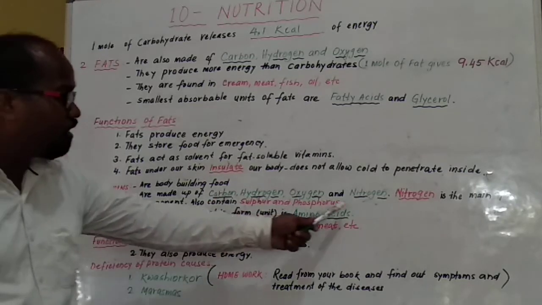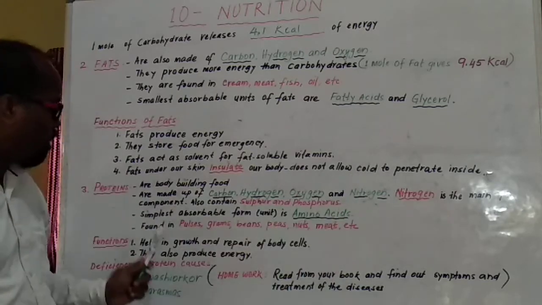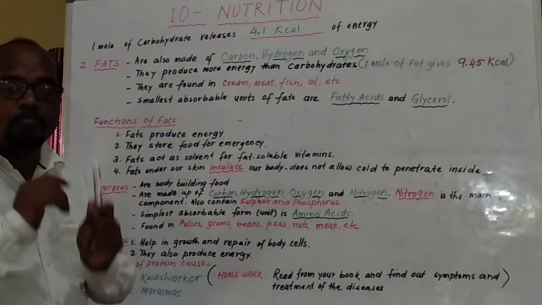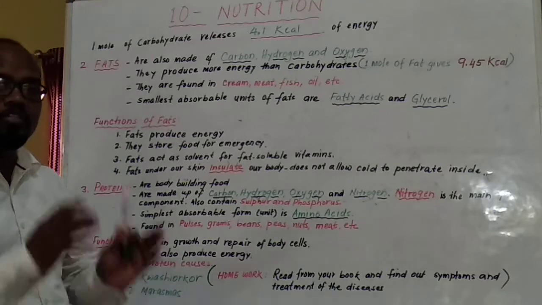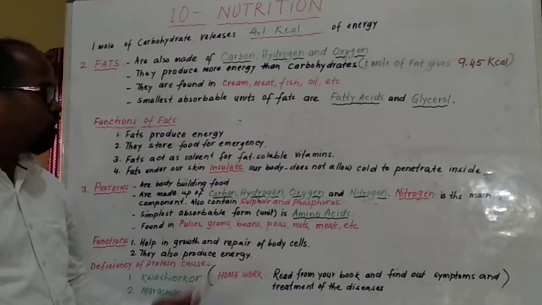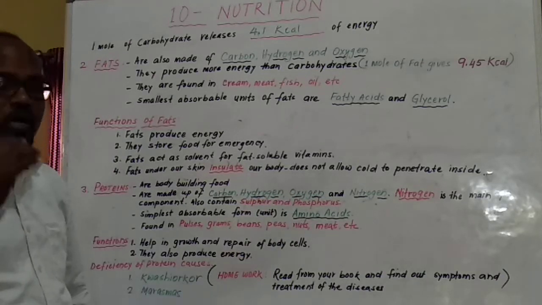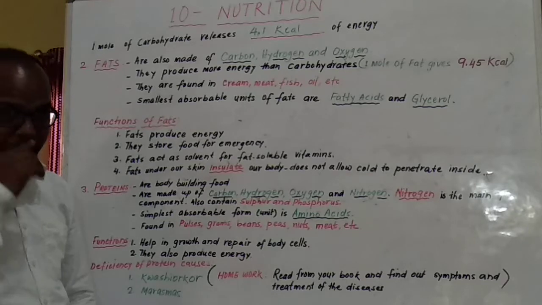But in addition, they have nitrogen. Nitrogen is the main component of proteins. In addition to these 4 elements, sulfur and phosphorus also are found in proteins.